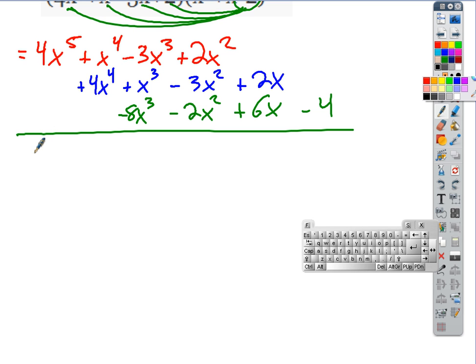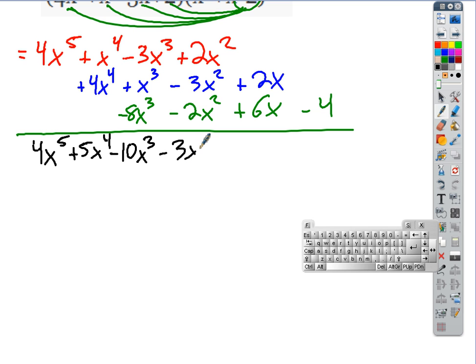So 4x to the 5th plus 5x to the 4th. What do we get there? Minus 10? Those cancel. So minus 3. And you know, add up. There's a lot of room to make mistakes, so take your time. Work carefully, but that's it.